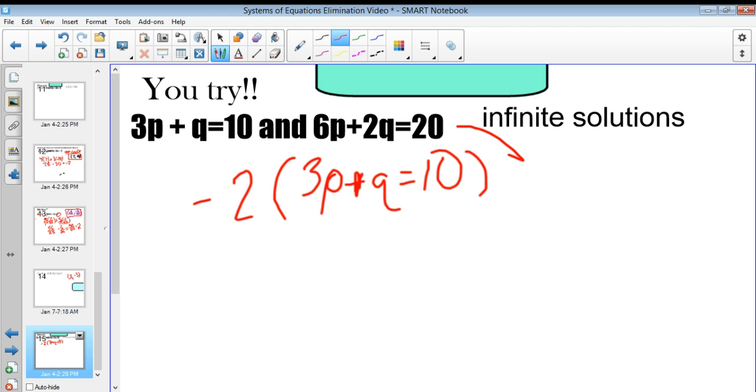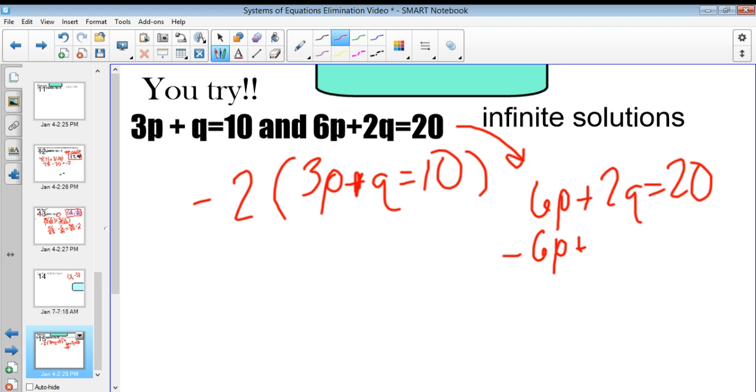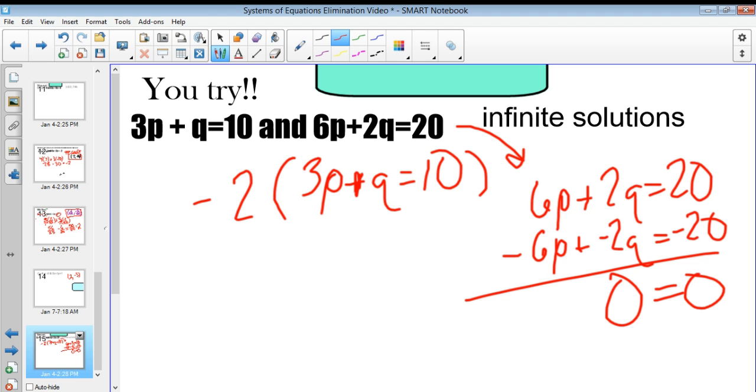So that top equation rewritten gives us 6P plus 2Q is equal to 20. And if I multiply this by negative 2, I would have gotten negative 6P plus negative 2Q is equal to negative 20. Adding these up gives me 0 is equal to 0. And because 0 is always equal to 0, that's always a true statement, that means that we have infinite solutions.